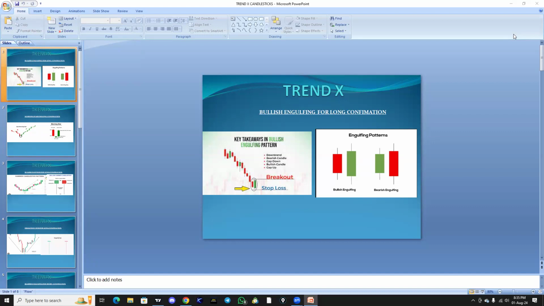Last session, we were discussing trend X, weekly and daily, correct? So now everything was perfect. Yes, we know about trend X. Now the main question is how to take the trades. This is the best part of this session, because when it comes to trading, the candlestick will give us confirmations.